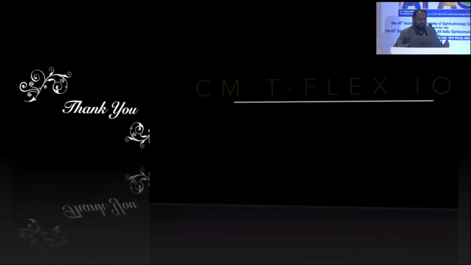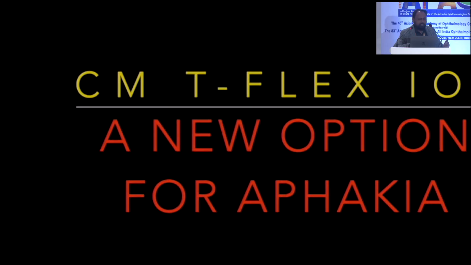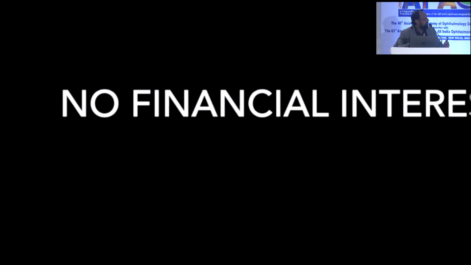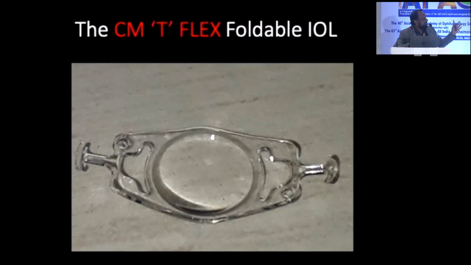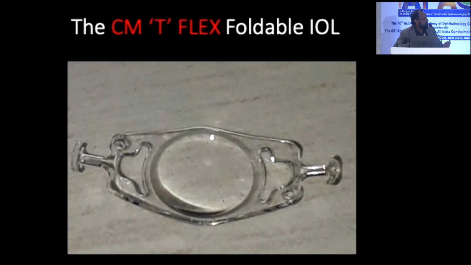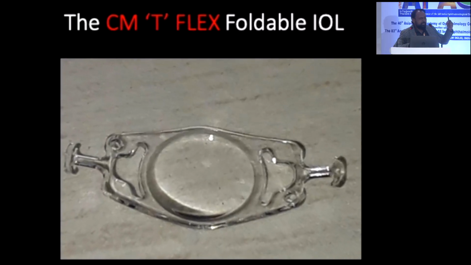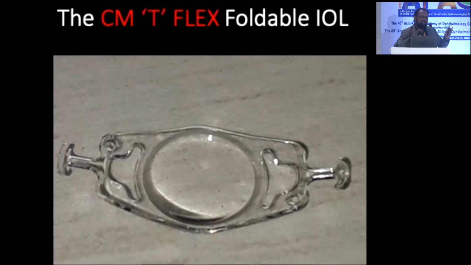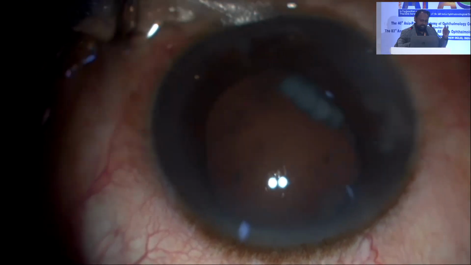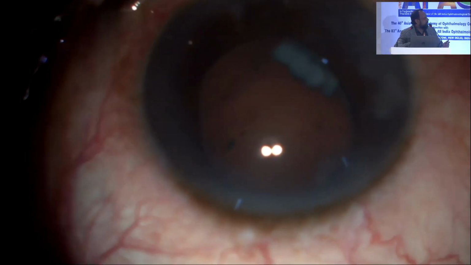Now moving on to the next part of the talk, the CMT Flex IOL. It's a new option for aphakia, with no financial interest. It is basically a single-piece hydrophilic lens with specialized T-shaped haptics on either side. The whole concept is that when you pull out these haptics through the sclerostomy, they just open up and stay there. So this avoids any tucking, suturing or gluing of these lenses.